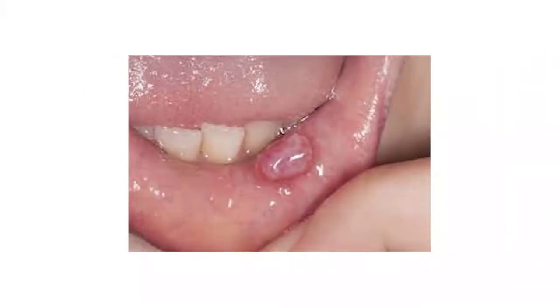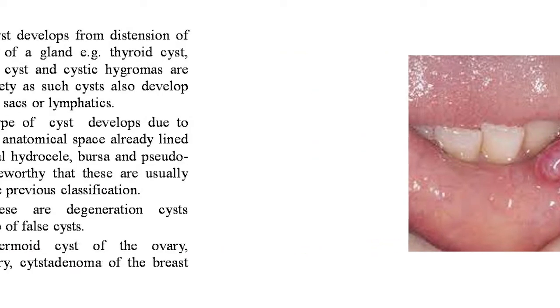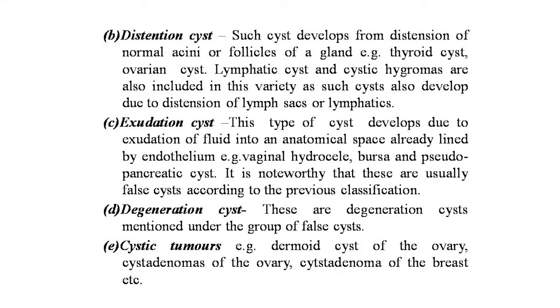Dear students, here is the typical picture of the retention cyst. Next is the distension cyst. Such cyst develops from distension of the normal acini or follicles of a gland, that is the thyroid cyst, ovarian cyst. Lymphatic cyst and cystic hygromas are also included in these varieties.